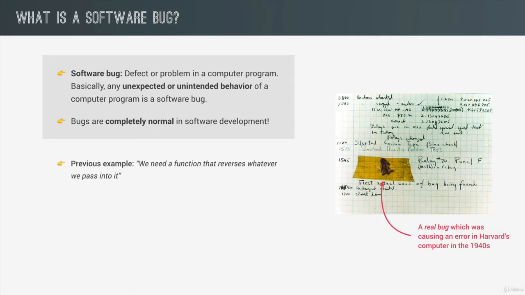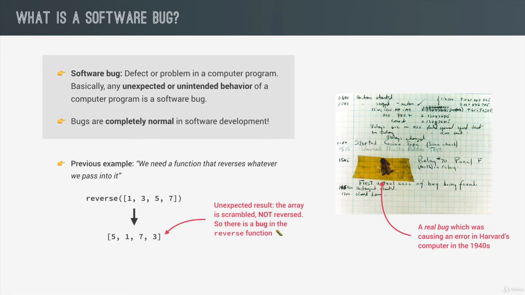Remember, in our previous example, the goal was to reverse whatever was passed into the function. So let's say we finished writing the reverse function and call it with this array and get this result. But clearly something is wrong here, right? The returned value looks scrambled, but not reversed at all. So this means that we must have a bug somewhere in our reverse function. Okay? To fix this, we use a process called debugging, which is essentially finding, fixing, and then preventing bugs. So let's see how that works.